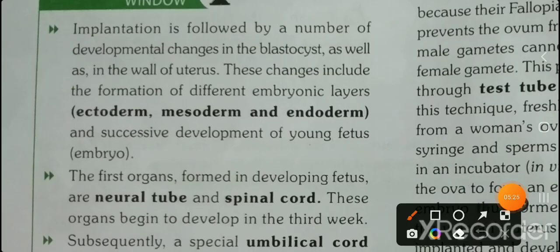Okay, now you need to know the implanted embryo, that is the blastocyst, and its structure. So it has 3 layers, which we call the embryonic layers: ectoderm, the outer layer, mesoderm, the middle layer, and endoderm, the inner layer. Okay, so these are the layers present in the embryo, and this only gives the successive development of the young fetus from the blastocyst.